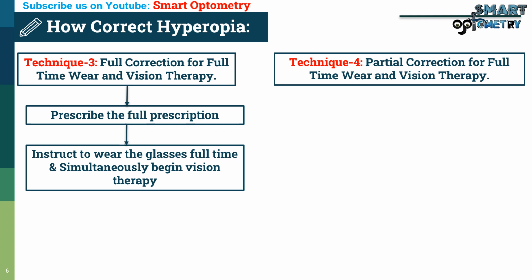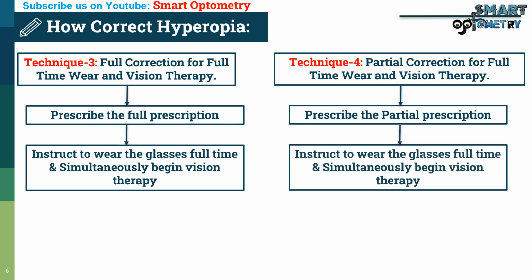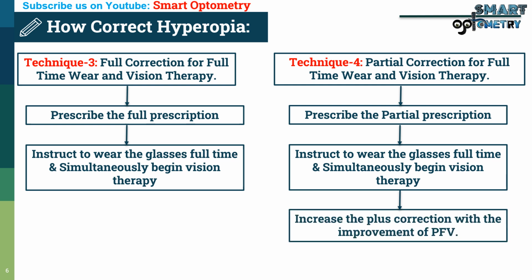Technique 4. Partial correction with vision therapy. Finally, we have the option of partial correction, instructing the patient to wear it full-time and combining it with vision therapy. This method allows the patient to slowly adapt to their prescription while working on their PFV in therapy. After the therapy, we can increase the plus correction with the improvement of positive fusional vergence.